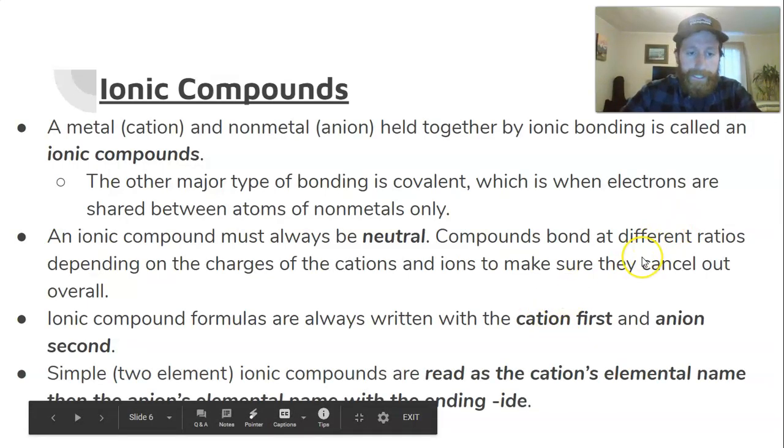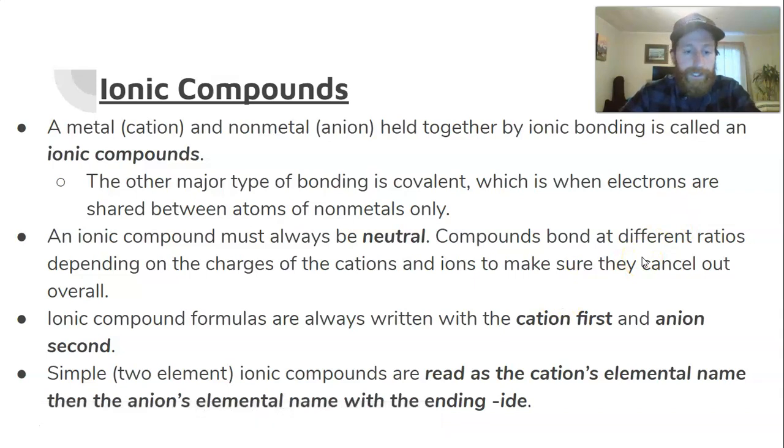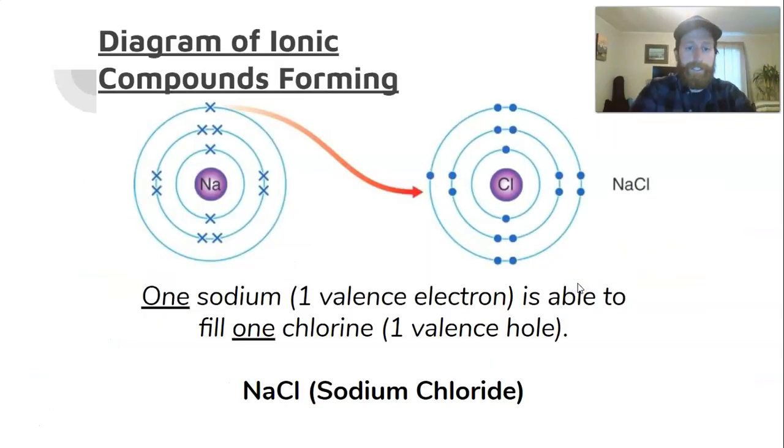And then lastly, simple, and by simple I mean two-element ionic compounds, are read as the cation's elemental name, and then the anion's elemental name, but the ending on the anion is changed to -ide. That's why instead of saying sodium chlorine for NaCl, we change that ending to -ide to represent an anion, and then we say sodium chloride. Definitely something that'll take practice, so we're going to jump into some of that practice.